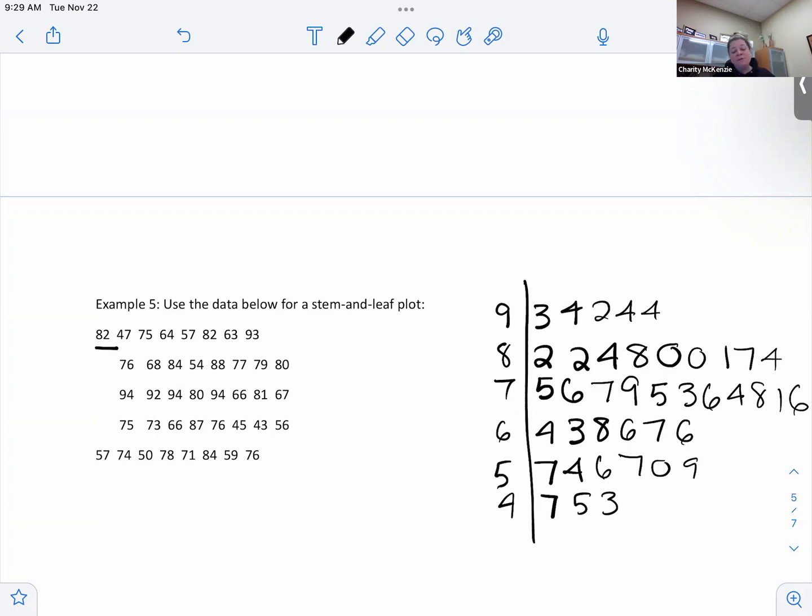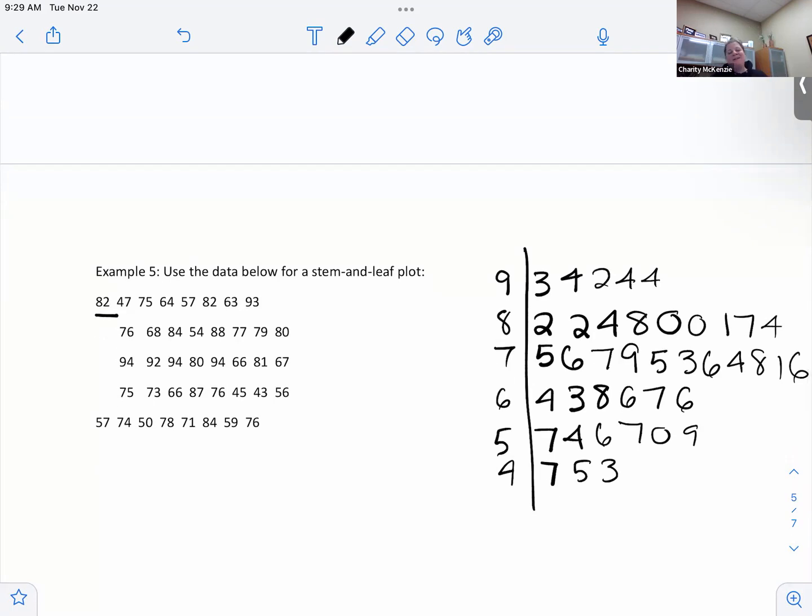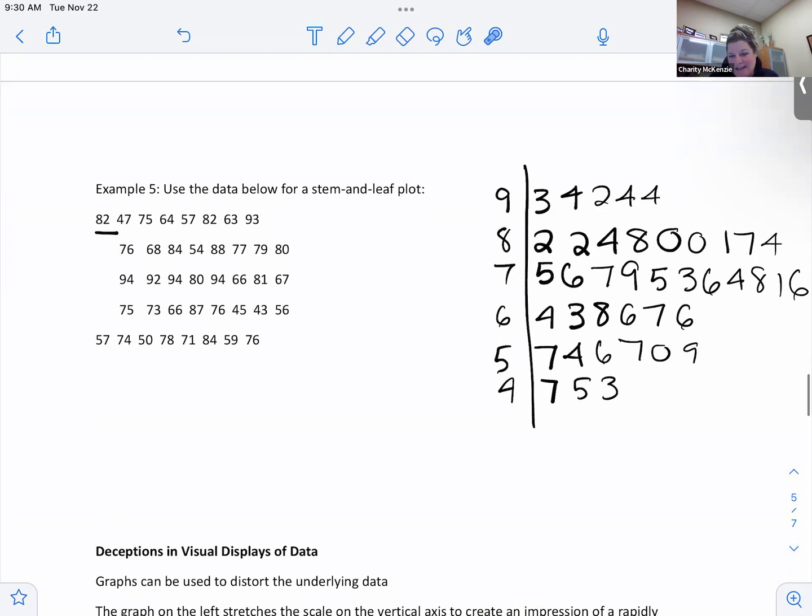So there's my stem and leaf. It still kind of shows frequency, like how common things are. You can see that it looks like there's more 70s than anything else. You can also put these in order if you want, but it doesn't really matter. This is just a way to organize your data for yourself. You might be given your data in a stem and leaf.